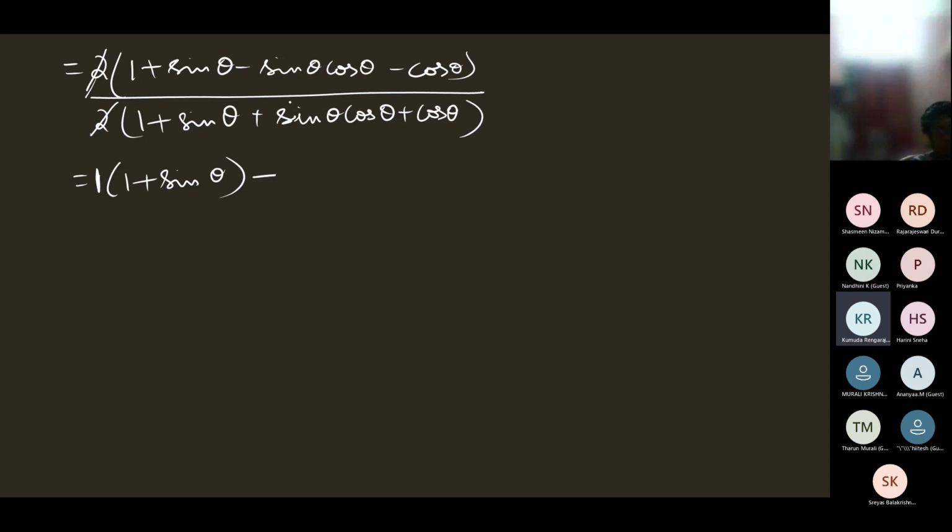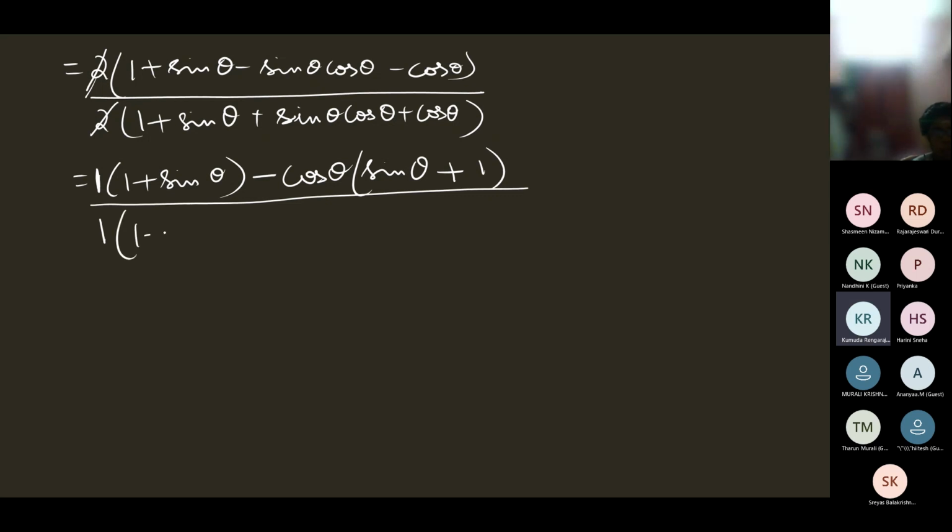Then minus, between the third and the fourth terms, cos theta is common. Minus cos theta. So in the bracket, you will get sine theta, minus into plus is minus 1. Divided by, same thing. 1 is common between the first two terms, into 1 plus sine theta, plus cos theta. Between the third and fourth terms, cos theta is common. So sine theta plus 1.